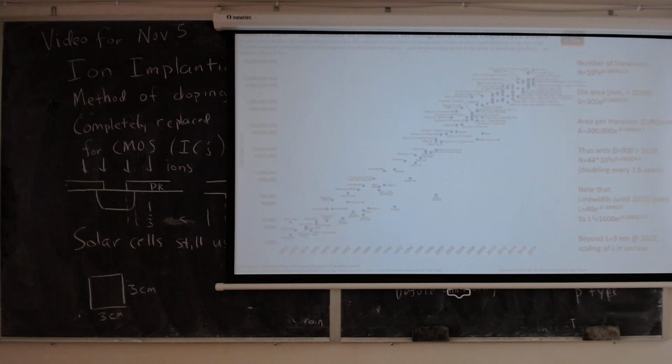So this calculation here is basically showing that if we are limited to 900 square millimeters, the number of transistors on a chip in the year 2020 is 44 billion. Okay, and there's 50 billion here. And now it can only double every 2.8 years because we can't make the chips any bigger. So that's kind of interesting.